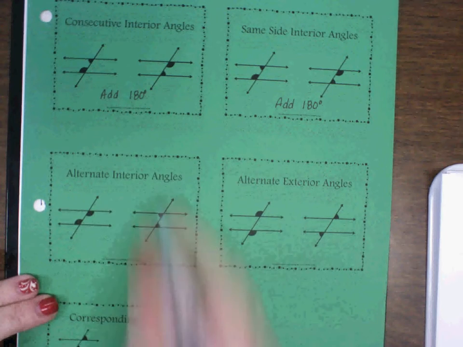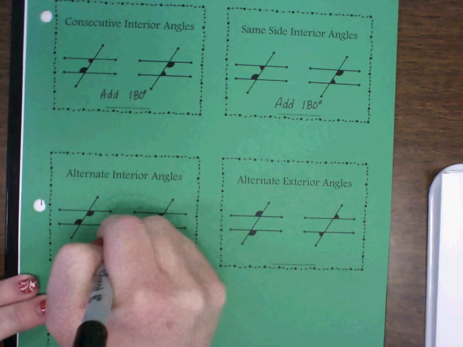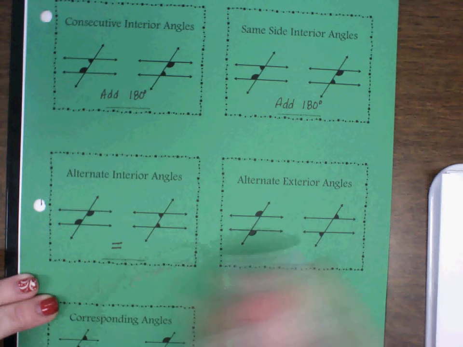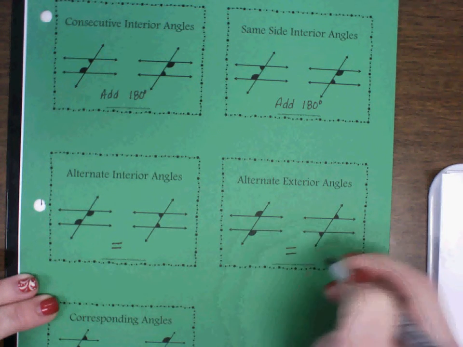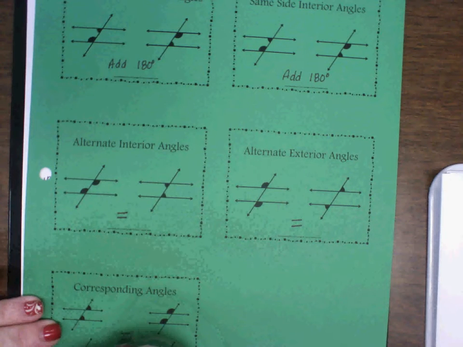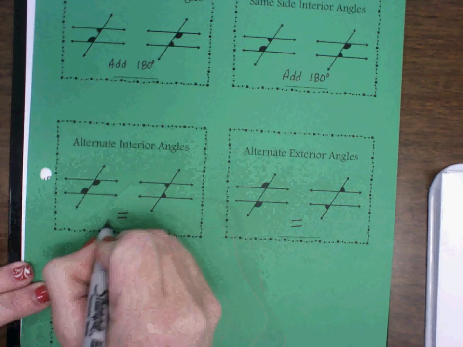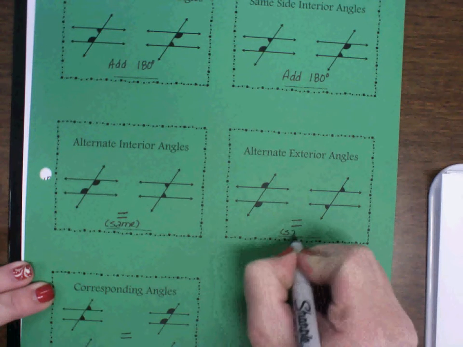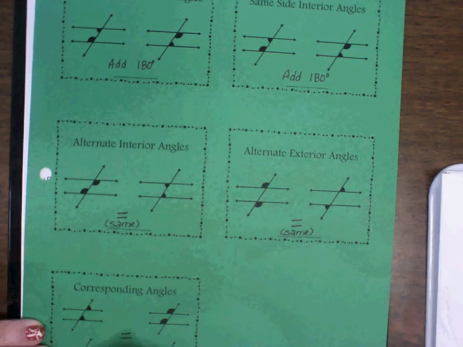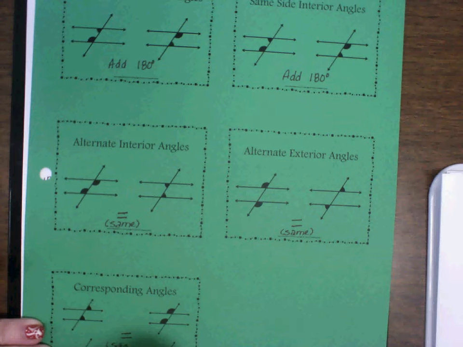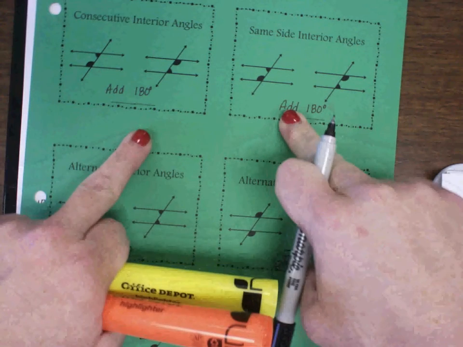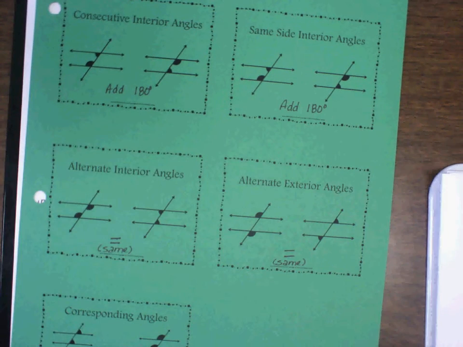All right. Now these ones are, what are they? These ones are equal. These ones are equal. And these ones are equal. So these ones are the same. They're the same measurement. Yeah, all these three are equal. And then those two add up to 180, and so the one at the top, they add up to 180.